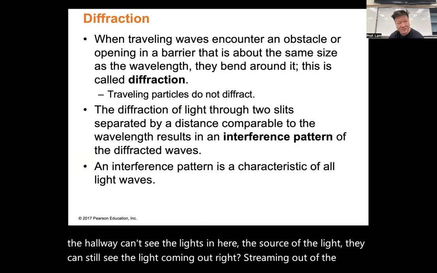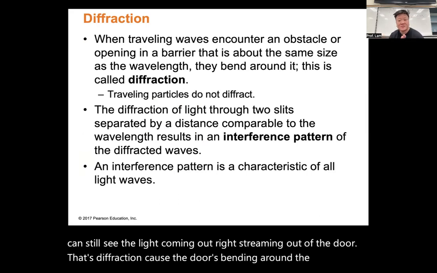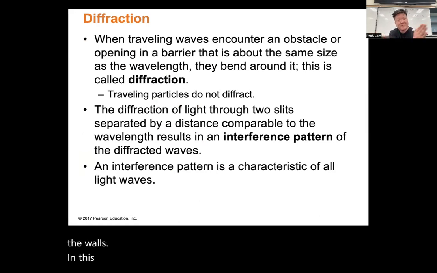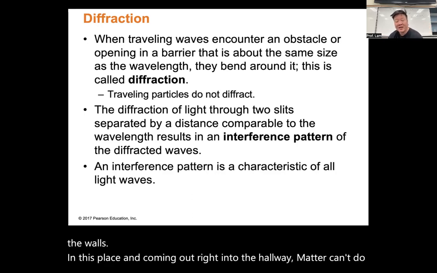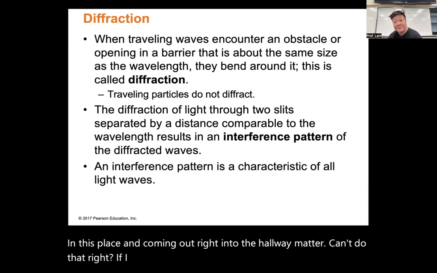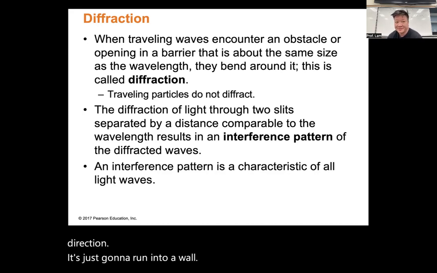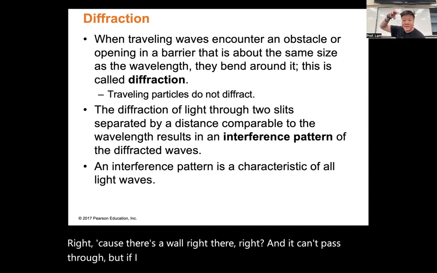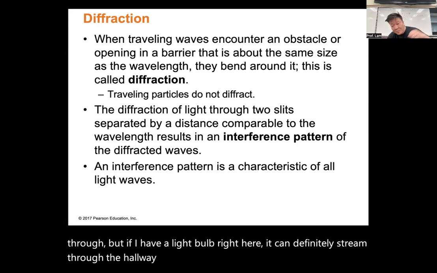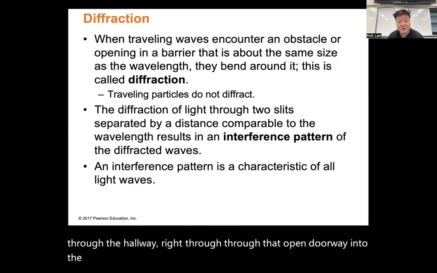That's diffraction because the light is bending around the obstacle of the walls in this place and coming out, right, into the hallway. Matter can't do that, right? If I throw a ball, right, which is a piece of matter, this direction, it's just gonna run into a wall, right? Because there's a wall right there, and it can't pass through. But if I have a light bulb right here, it can definitely stream through the hallway, right? Through that open doorway into the hallway. So that's what's called diffraction.